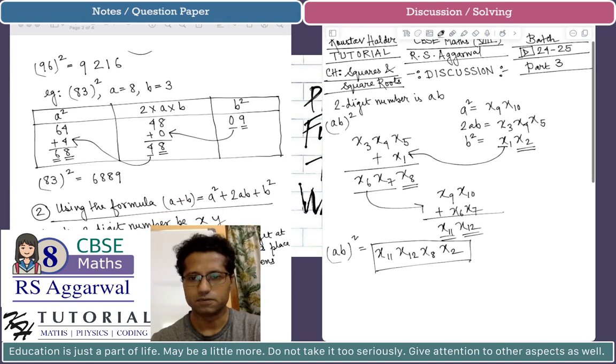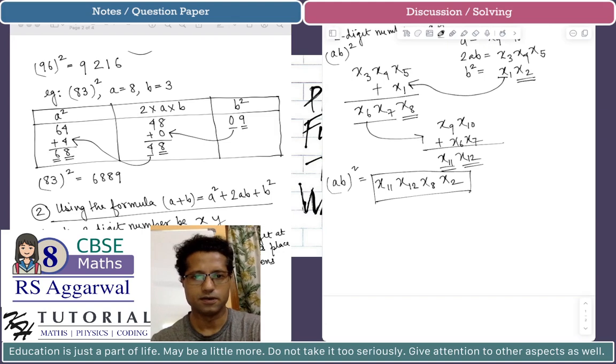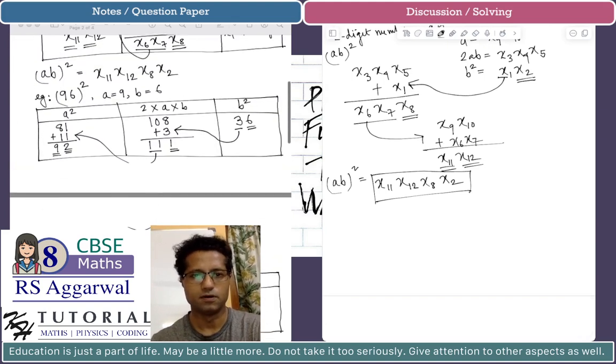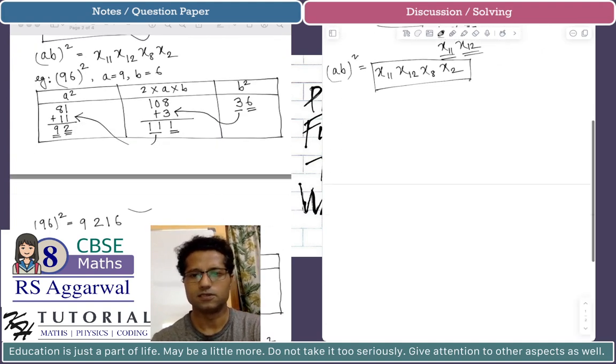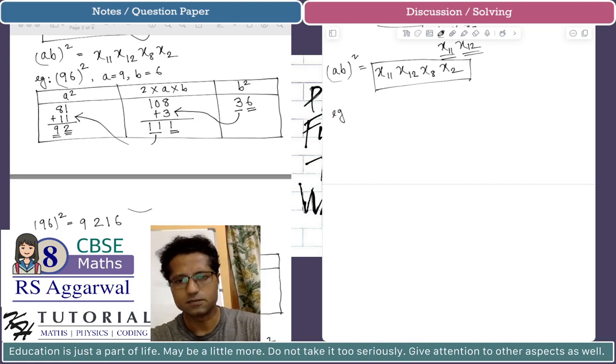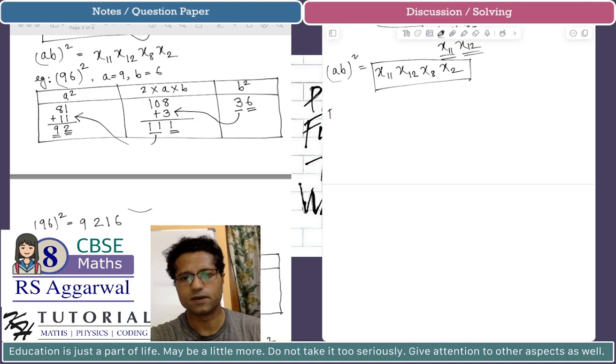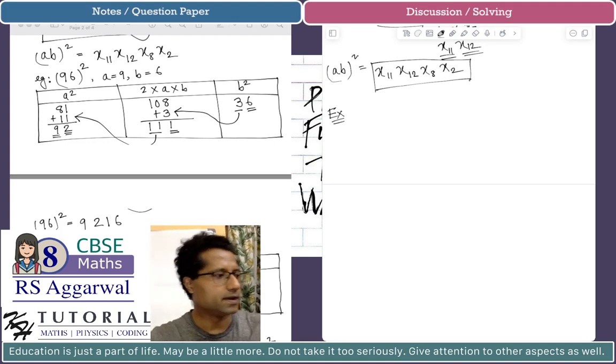So for the sake of explanation, let me do a squaring of a two-digit number as an example or as an exercise. Let's find the square. I'm taking an example from the.